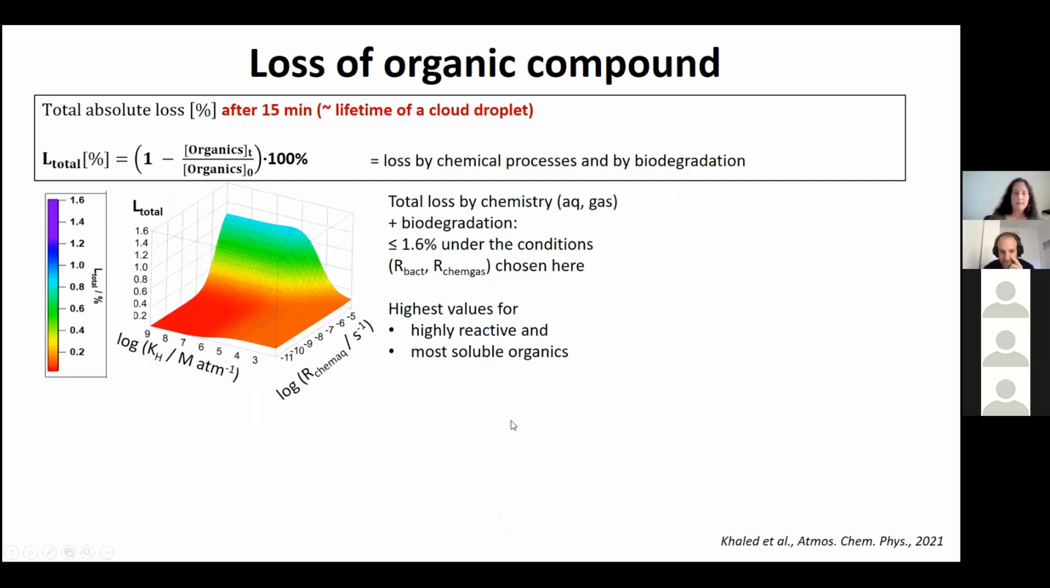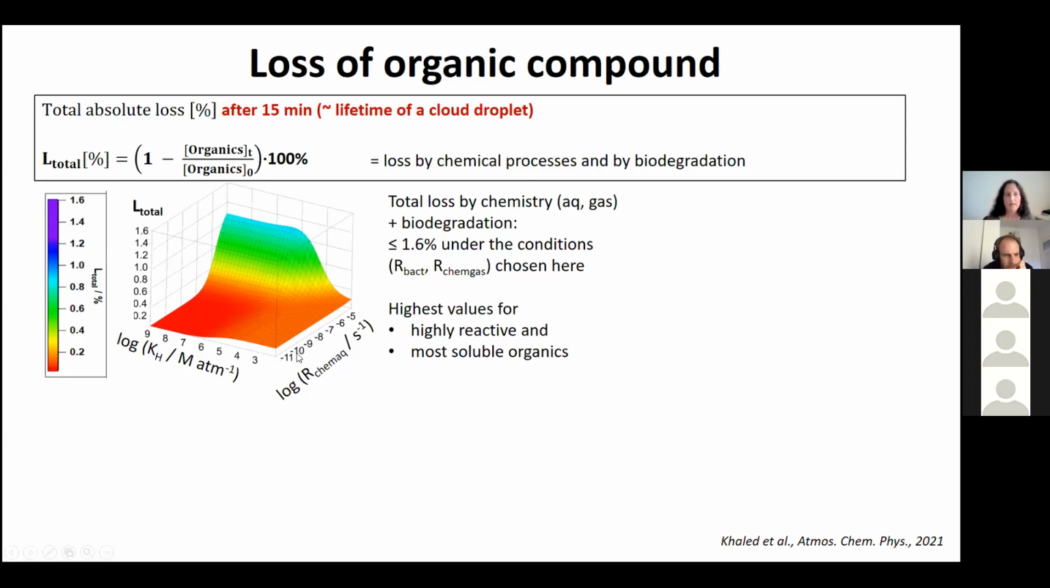So these are the results. At least some of them. We looked at the total loss of this organic compound by chemical plus biological processes, so biodegradation. We only did a simulation time of about 15 minutes. It sounds very short, but we could easily scale it up. All we are interested in is just the ratio between chemical processes and biodegradation processes. So the total consumption of the organic compound is very small. After 15 minutes it is only 1.6%.